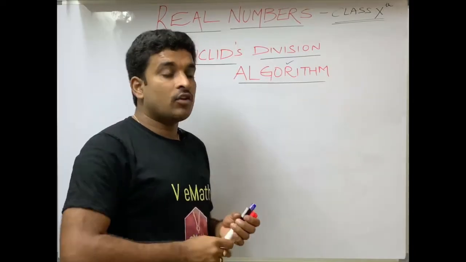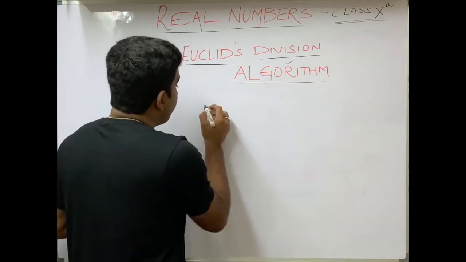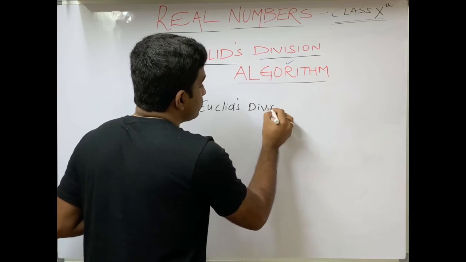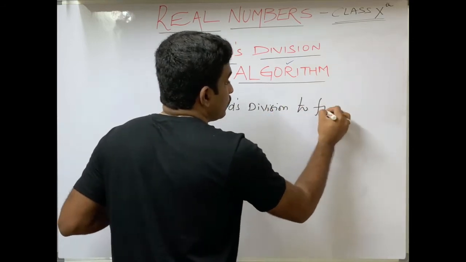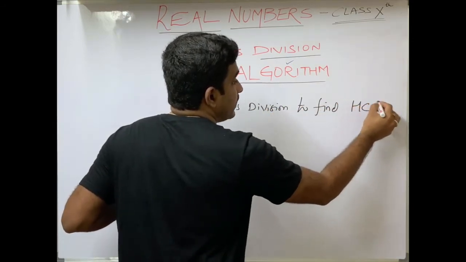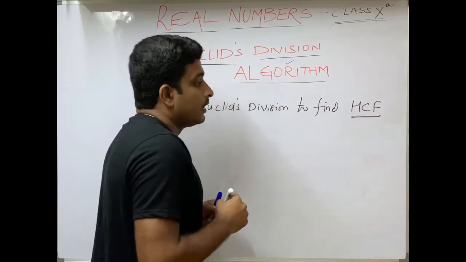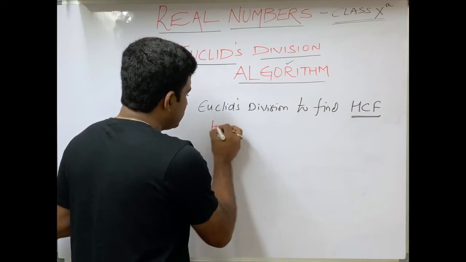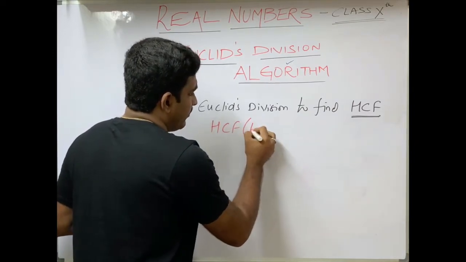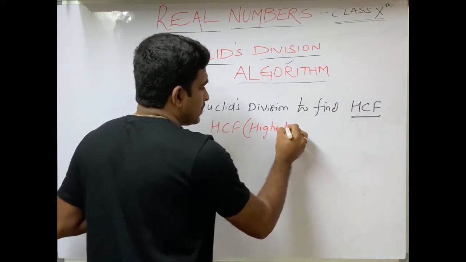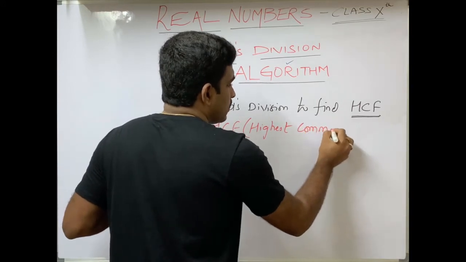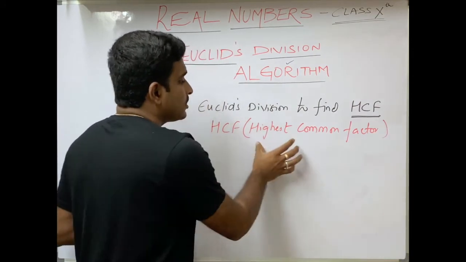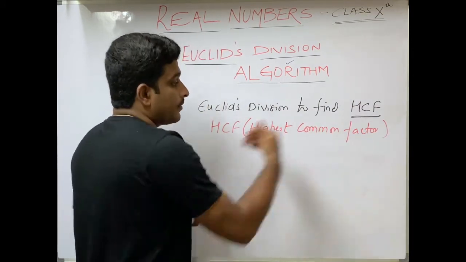Now, the next thing we'll discuss is Euclid's division to find HCF. First we'll discuss what HCF is. HCF is abbreviated as highest common factor. We'll start from the back side.